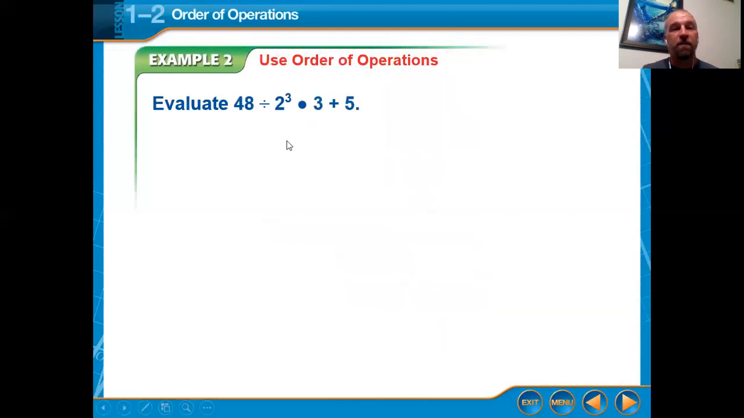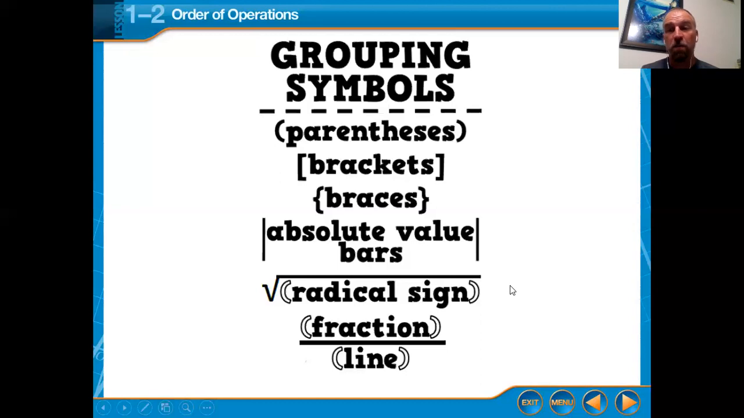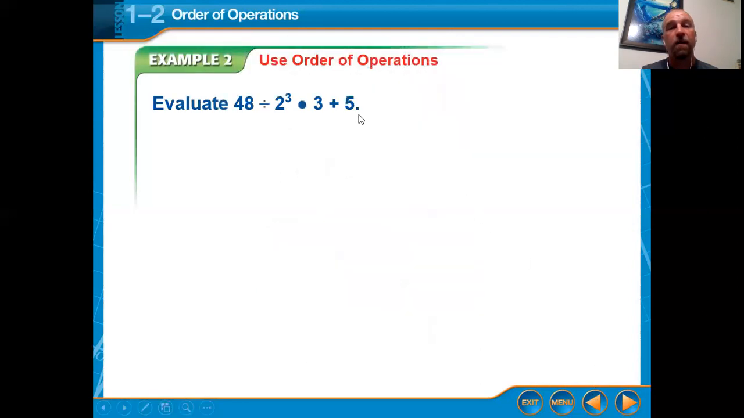Let's start easy. 48 divided by 2 cubed times 3 plus 5. By the way, it might be a good idea to write down some of these things in a notebook, take some notes for this section, the different types of grouping symbols, and write down these examples, follow them step by step as I go along. You might have to pause the video, write down the examples as if you were taking notes in class. That's basically what this is.